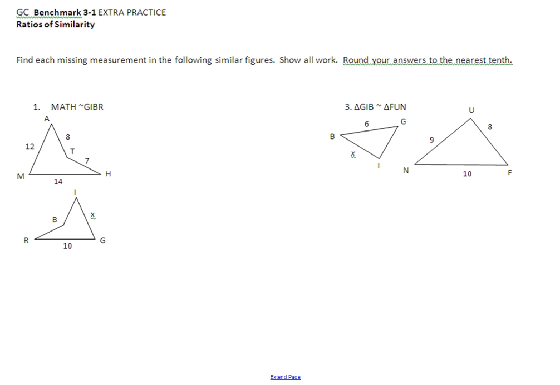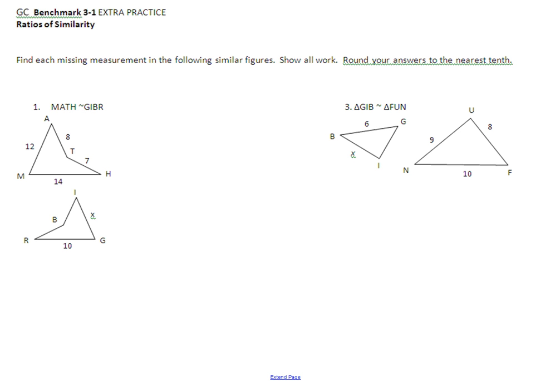Geometry benchmark 3.1, ratios of similarity. The first problem, we have quadrilateral MATH is similar to quadrilateral GIBR, which means MA corresponds to GI, AT matches up with IB, TH corresponds to BR, and MH corresponds to GR. So the order of those letters is important. It's going to help us out in some of these problems.